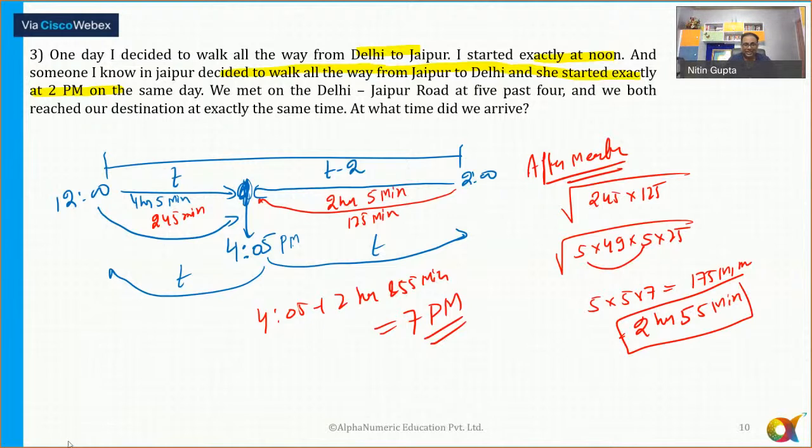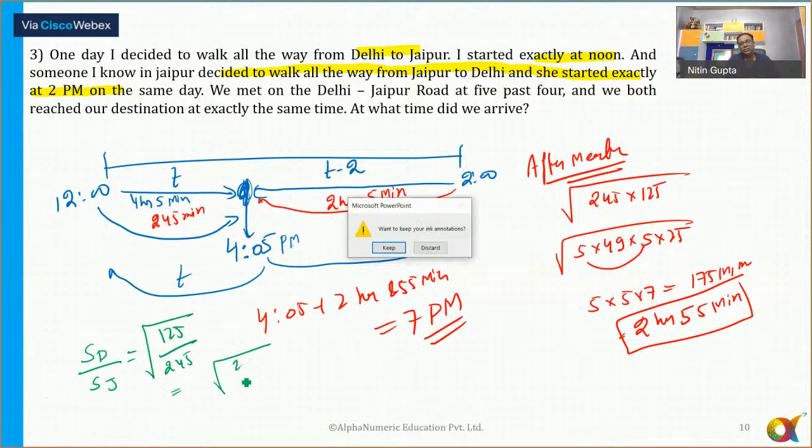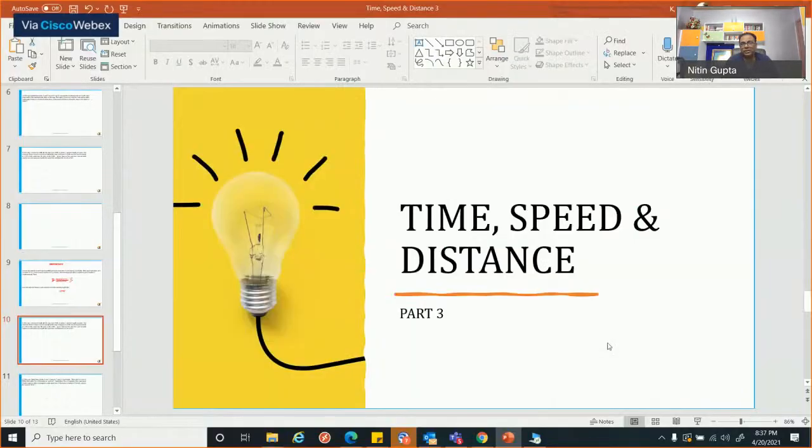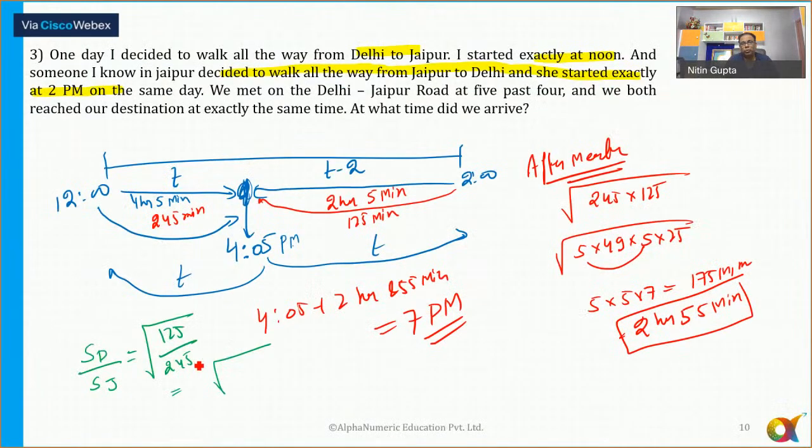Okay, this is the answer. There can be a lot of questions asked, like I can also ask you, what is the ratio of speed? The speed of the first person who started from Delhi to the speed of the person who started from Jaipur is the ratio of the time taken by the person who started from Jaipur, 125, and the time taken by the person who started from Delhi, 245. That will be equal to root of 25 upon 49. So that is equal to 5 by 7.